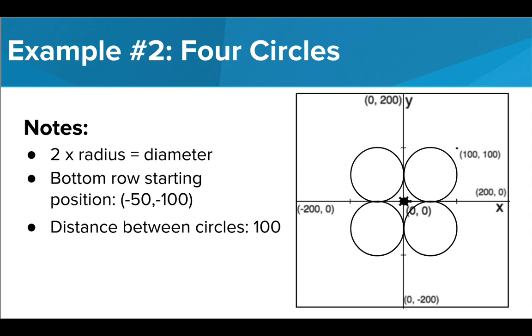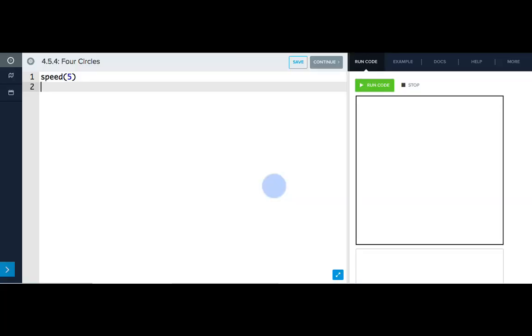The last thing we need to make note of is where Tracy needs to move after she draws the bottom row of circles. Here's where she needs to be to draw the top row, which is at position -50, 0. Now we're ready to start coding. We know the starting position we want to move Tracy to, so let's first write pen up so she won't leave a trail, and then set position -50, -100.